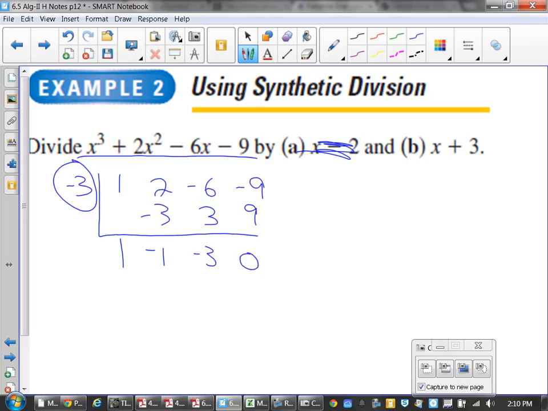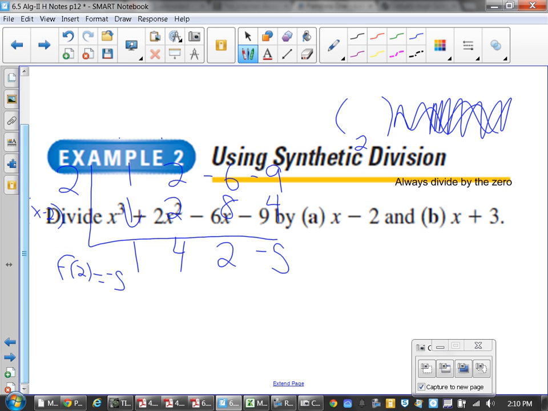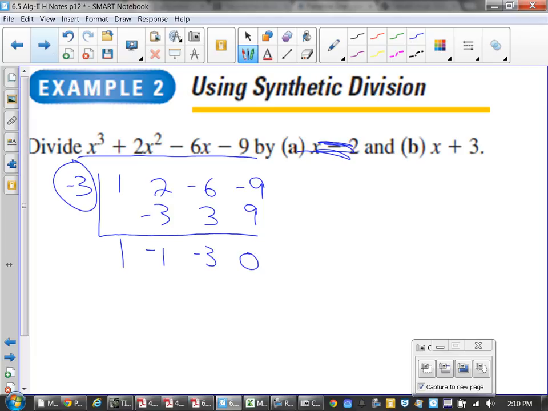Is 2 a 0 also? No, 2 was not a 0 because it had a remainder of -5. See how this one differs a little bit here? We wound up with a remainder of -5. That meant it was not a 0 because it would have a 0 at the very end. So when you go through this, I know that -3 was a 0.